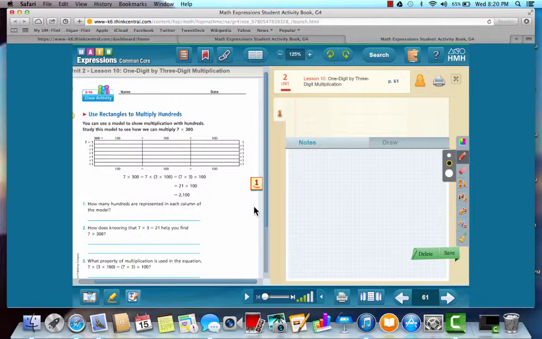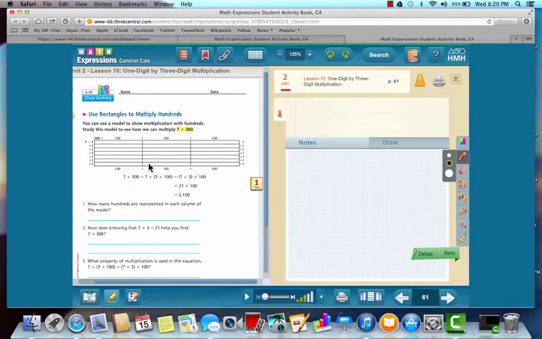So instead of multiplying like 342, we're just going to multiply 300. And that's how we started, just by multiplying the hundreds place. So going back and starting to discuss the multiplication with three-digit by one-digit, we're going to look at this multiplication problem right here, 7 times 300. I don't want you to panic. I know this looks really scary right here, but it's actually not.